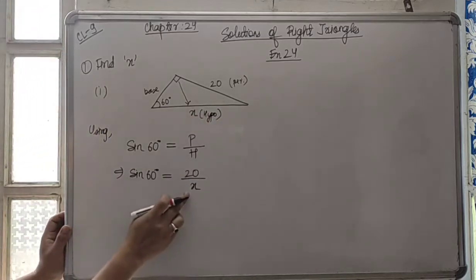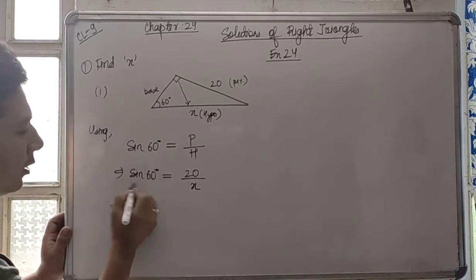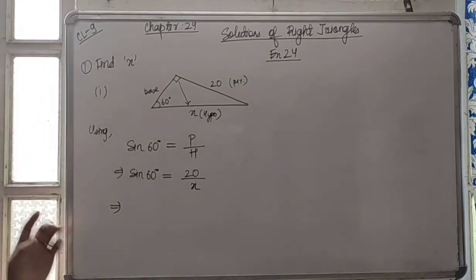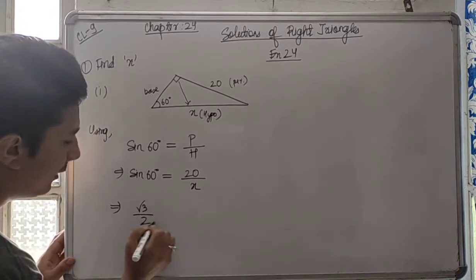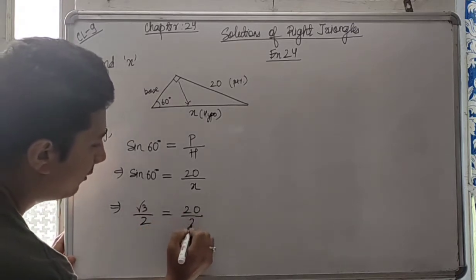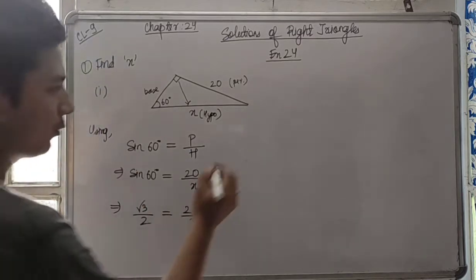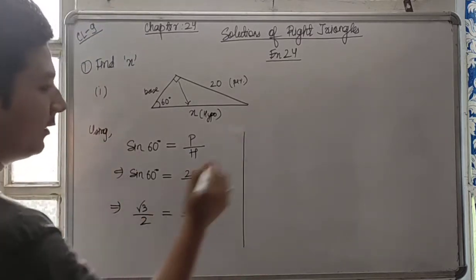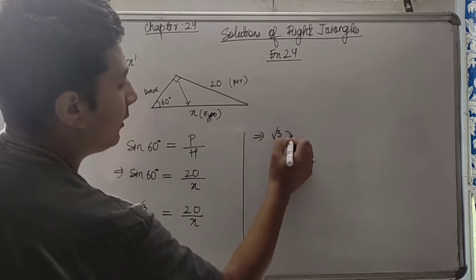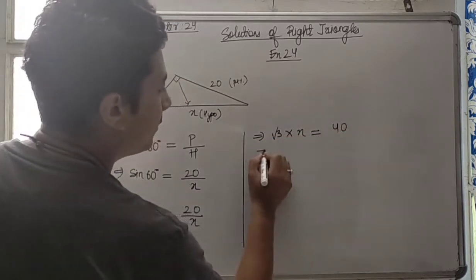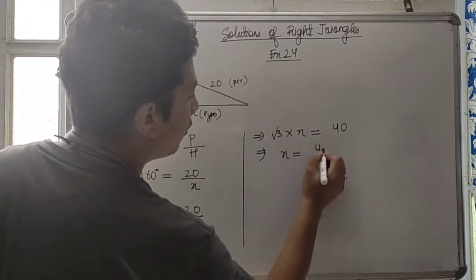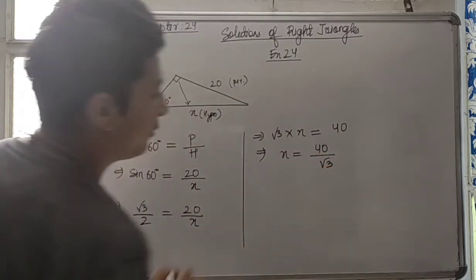We are asked to find the value for x. So let's see what we can do. What is the value for sine 60? It is a standard angle. It is root 3 by 2. If you have forgotten the values, please do revise the table. So we get this. Cross multiplication will give us root 3 into x is equal to 20 into 2, which is 40. Hence x is equal to 40 divided by root 3.